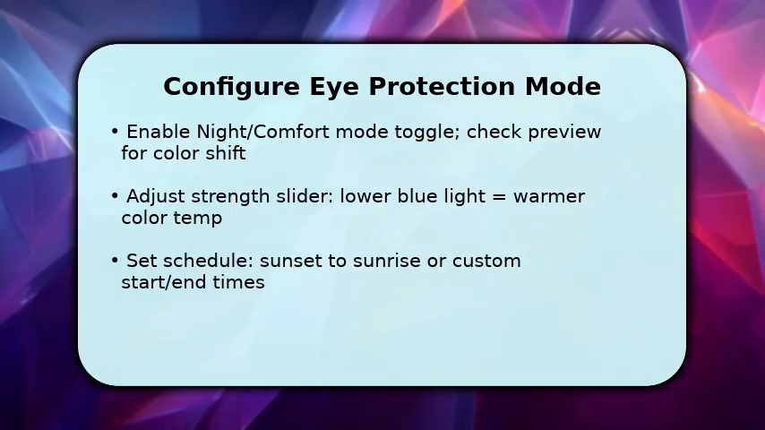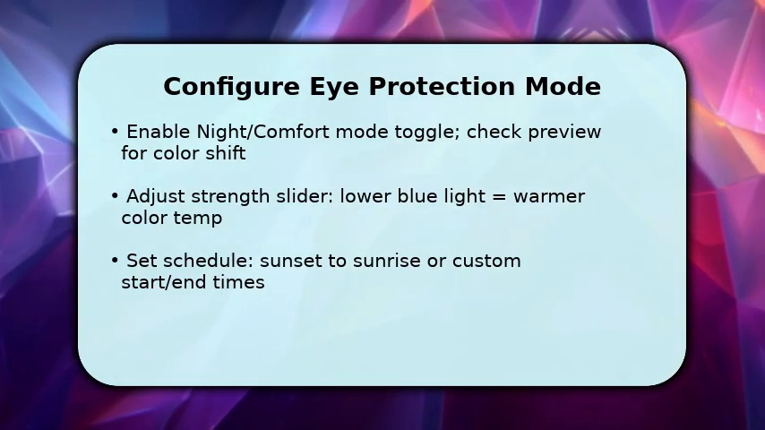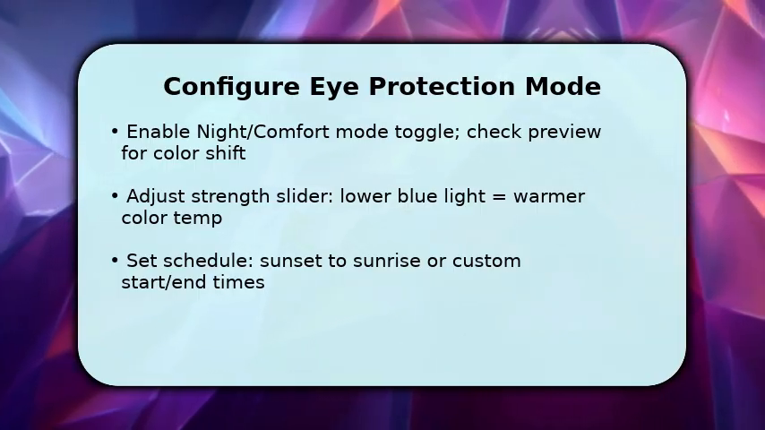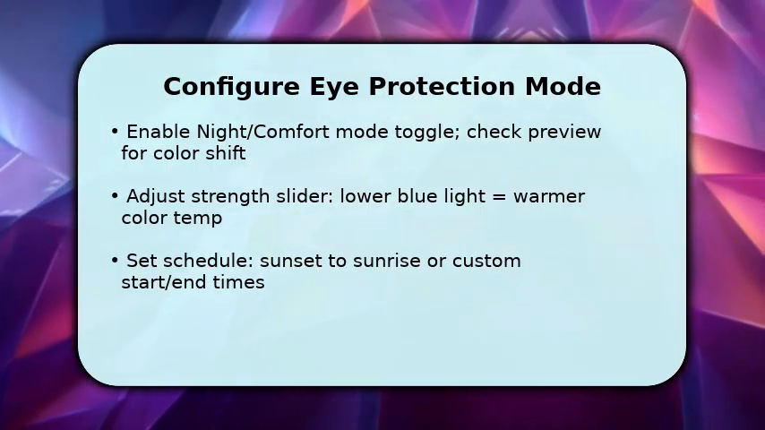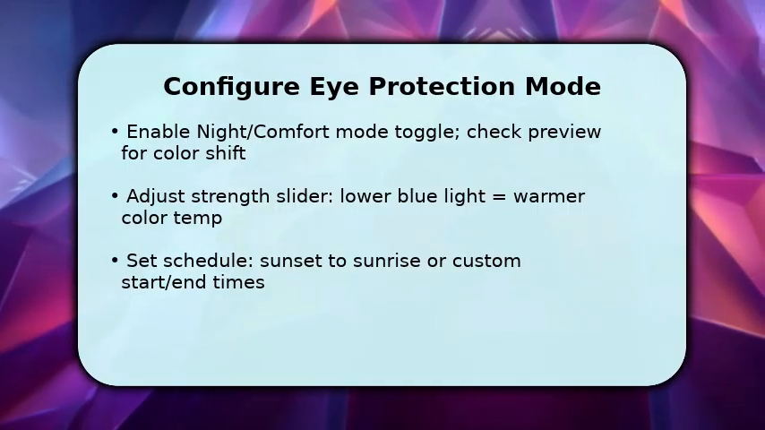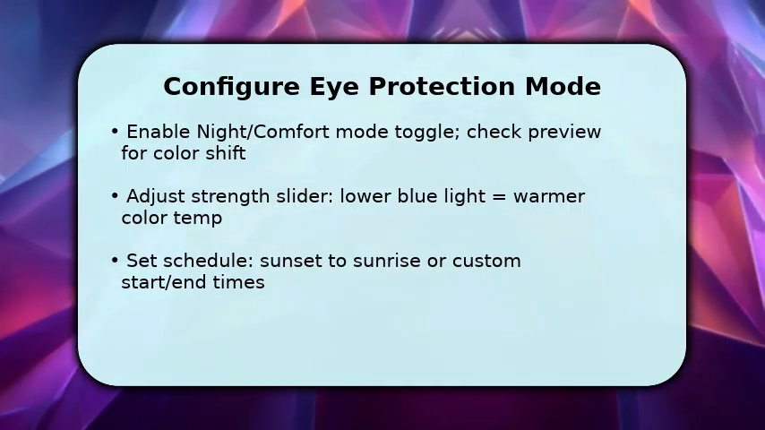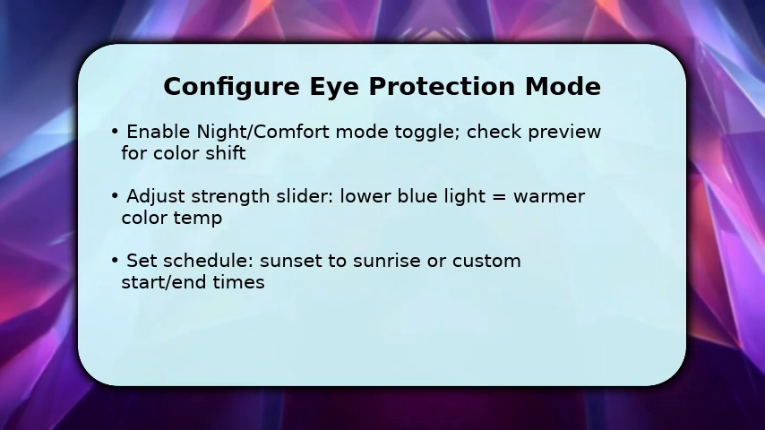Then choose a schedule. Use sunset to sunrise for automatic timing, or pick custom to enter specific start and end times. Make sure to save or apply settings. On some systems, you can also enable quick toggles in the Action Center.